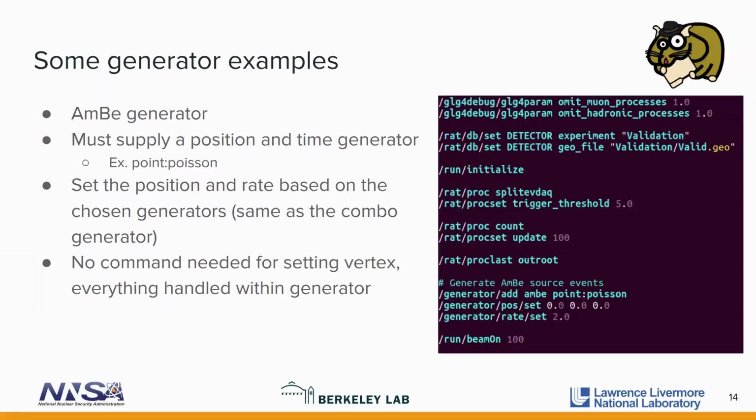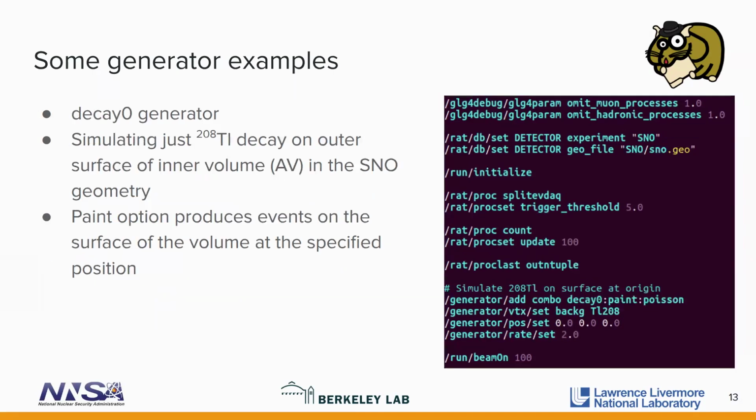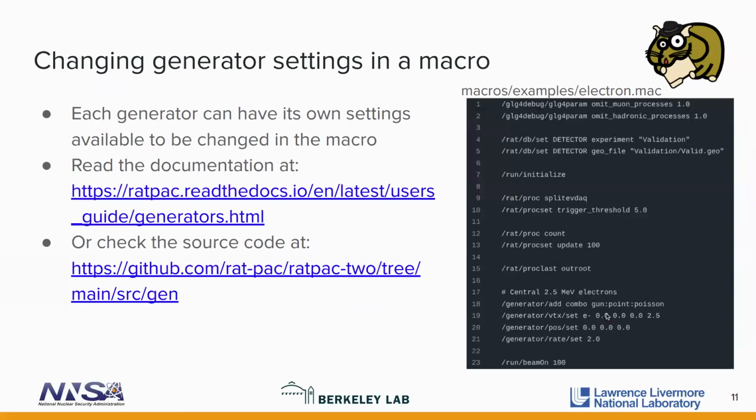You mean you want to simulate thallium 208, but only the gamma that it produces? So if you know the energy of the gamma, you can just use the combo with the gun generator to generate whatever energy gamma you want.